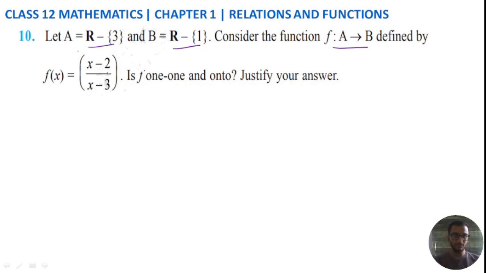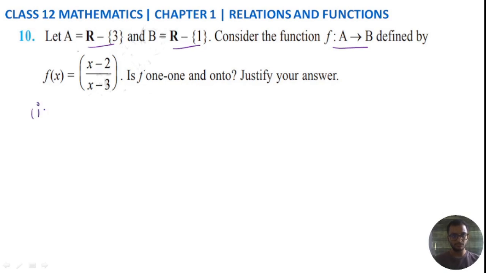I think you got it right. Why is 3 not involved? Because if 3 had been involved, then this function would not have been well defined, because in the denominator we would have got 0, which tells us that the function is not well defined at 3, right? So 3 is not involved in the domain. And why 1 is not involved in the codomain, you will get in a while. Okay, so let's start. We need to check whether it is one-one and onto.